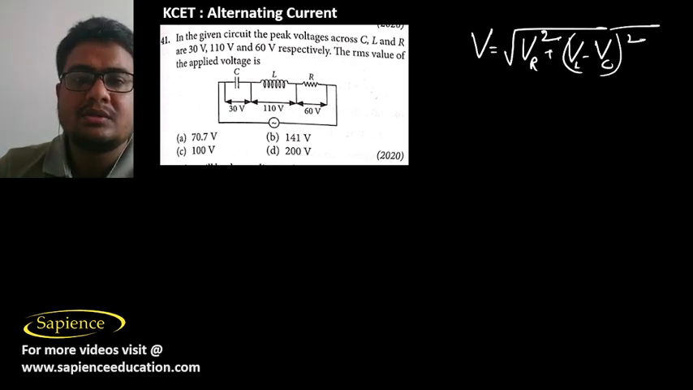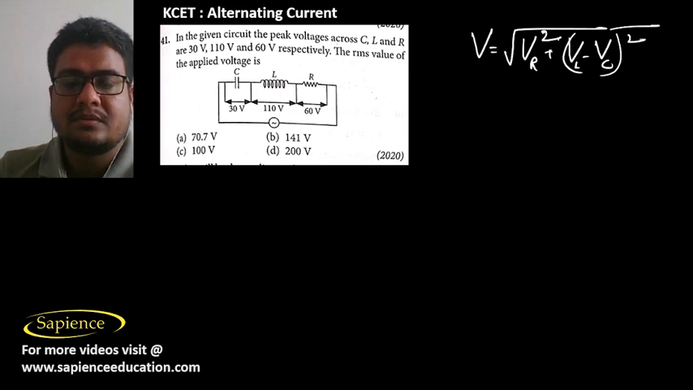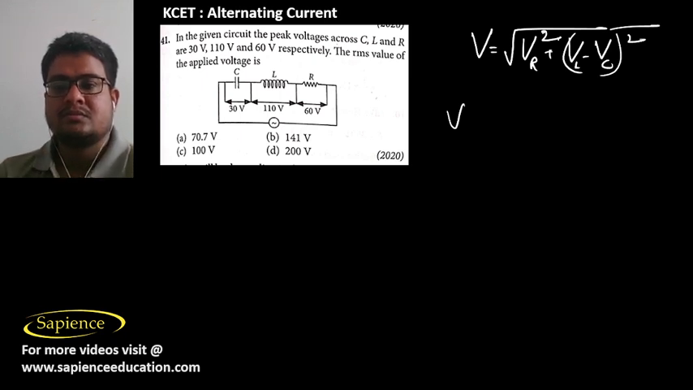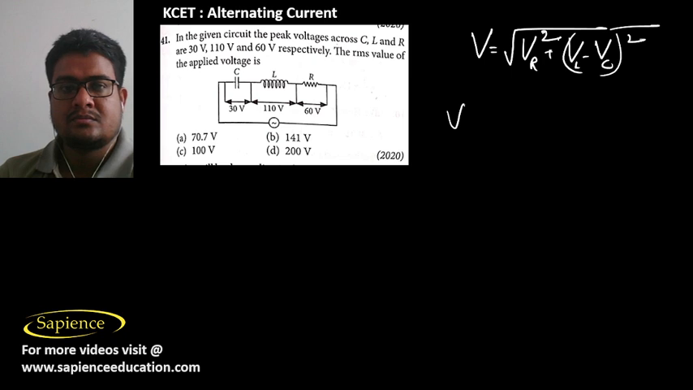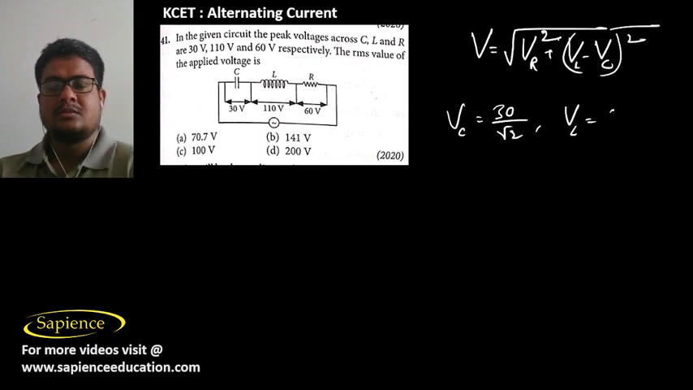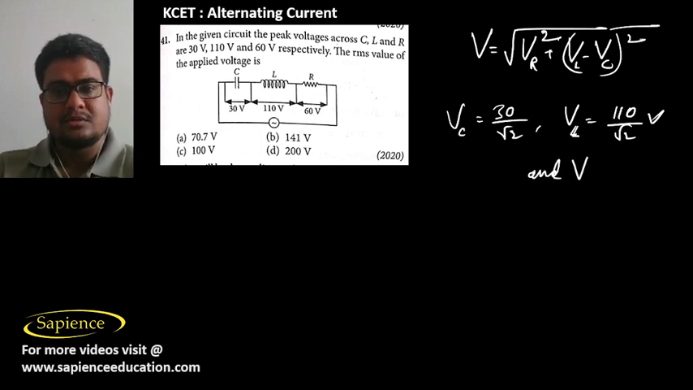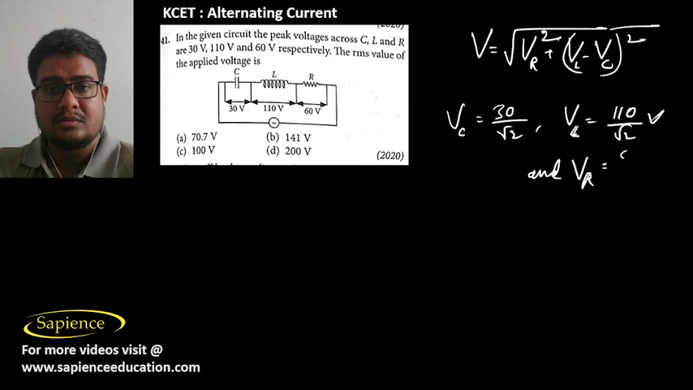So these are the peak voltages which are being given. Therefore, for the RMS value, these are the peak voltages. So the RMS voltage across the capacitor is 30 by root 2. RMS voltage across the inductor is 110 by root 2. RMS voltage across the resistor is equal to 60 by root 2.